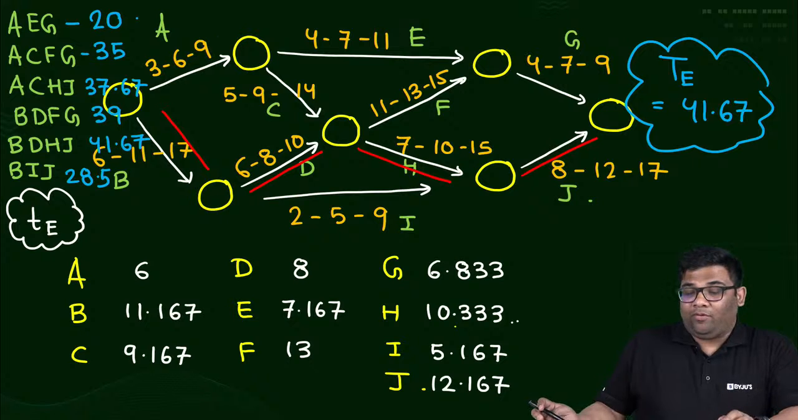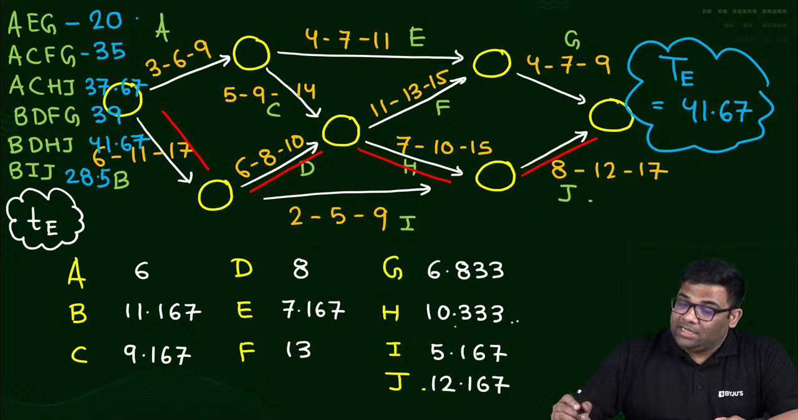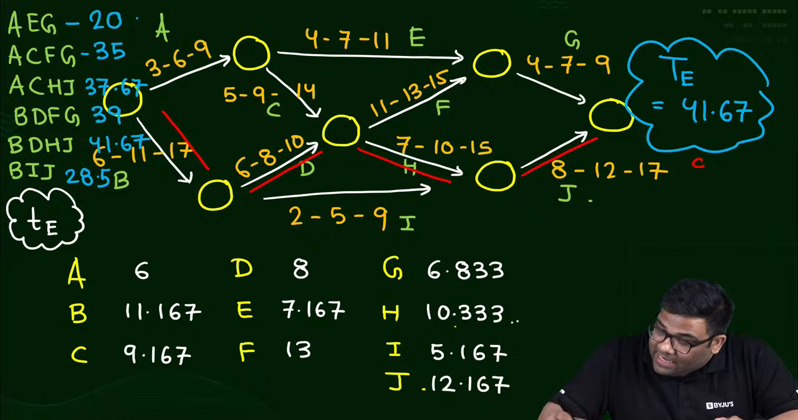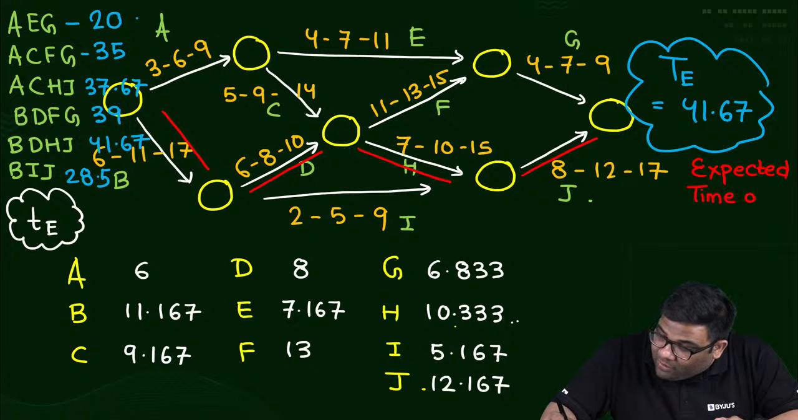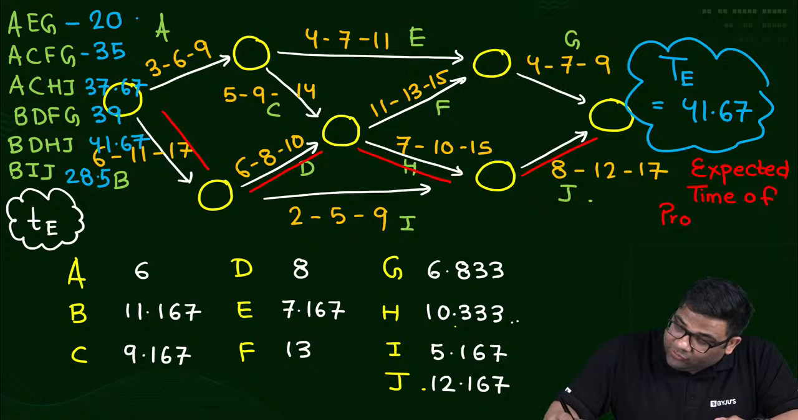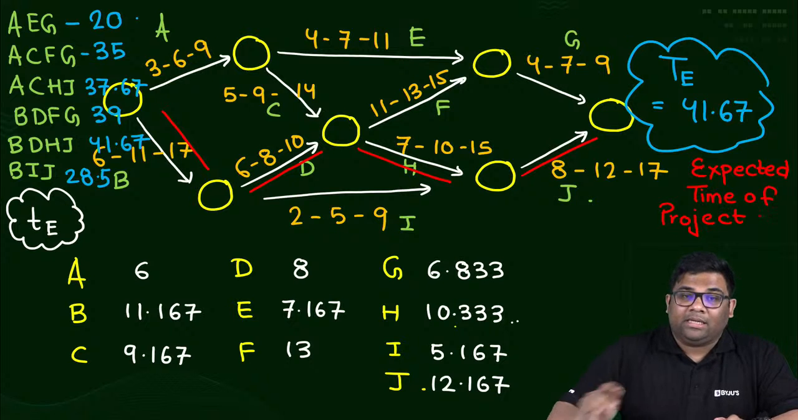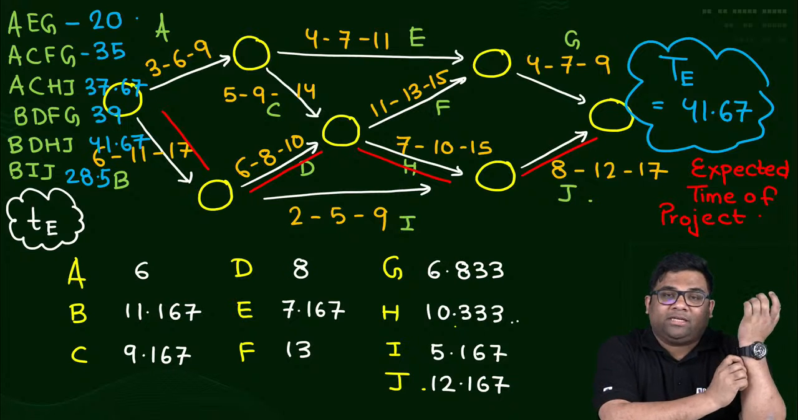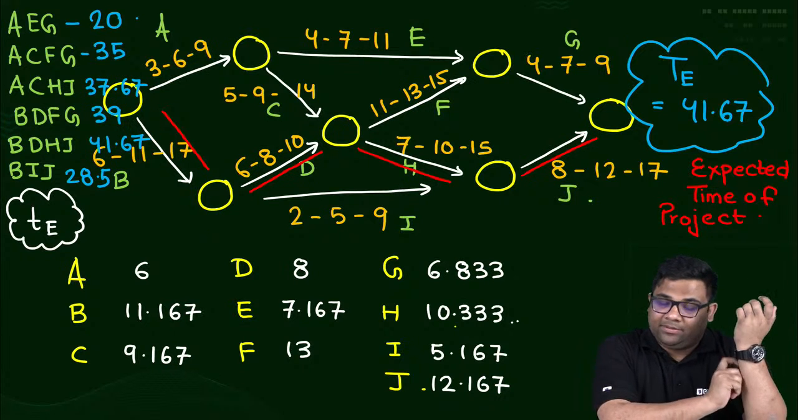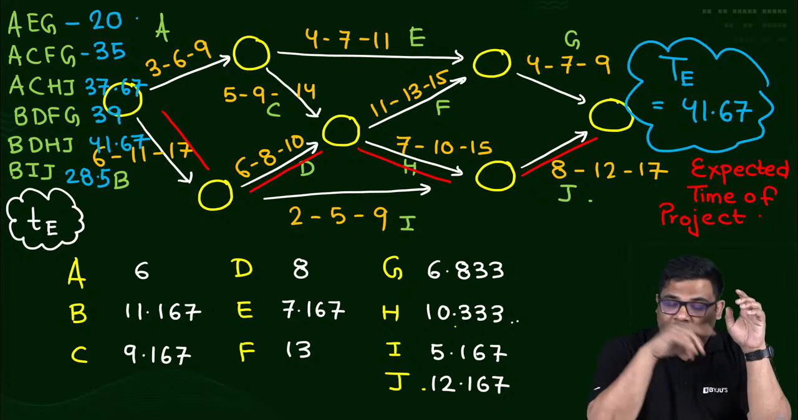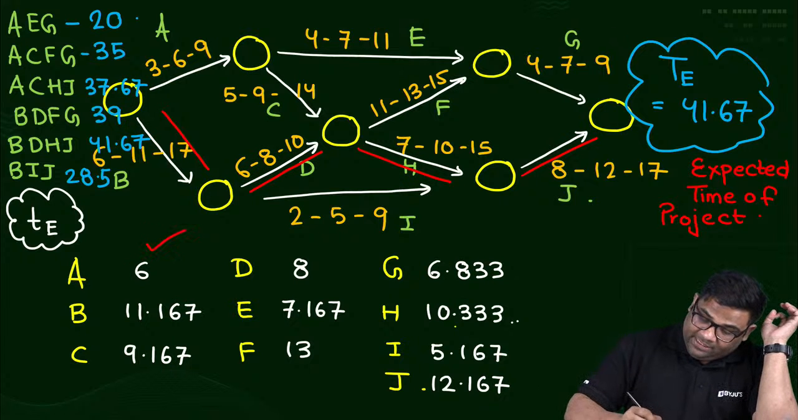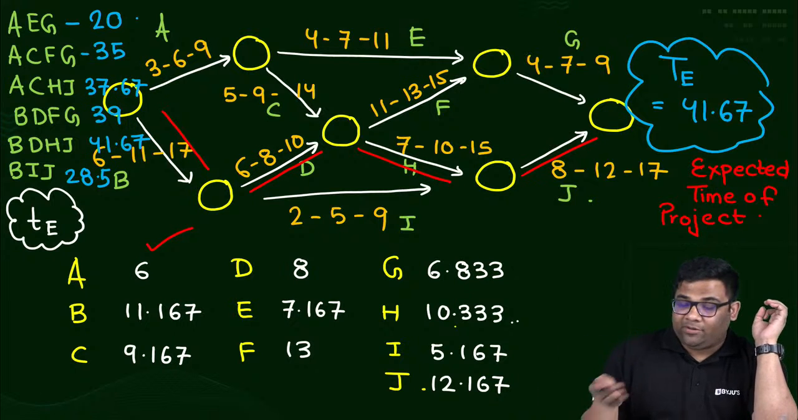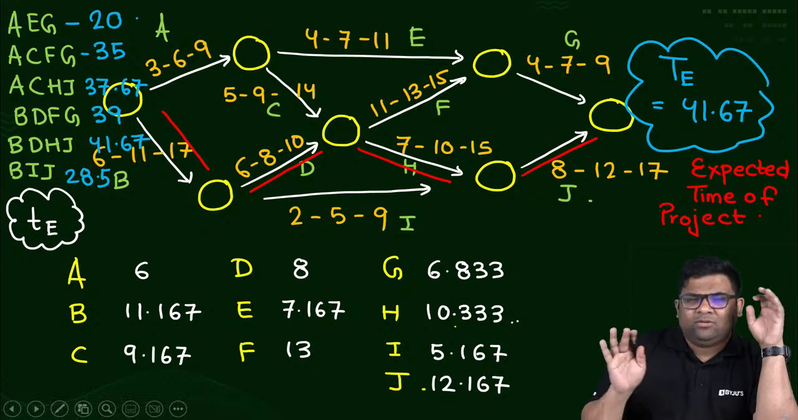Everybody understood how we got the critical path and the expected time of the project? Clear? You find out the TE of each activity, which might be given. If it's not given, then you can find it out like this and do the same steps.